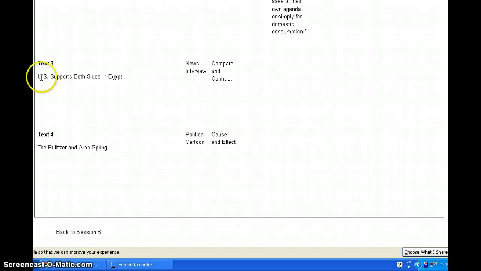And the last example was the video, U.S. supports both sides in Egypt. We know it was a news interview and compare and contrast. We have left the rest of the table open for you as we did with the digital image, the political cartoon of the Pulitzer and the Arab Spring. We've identified it's a political cartoon and its cause and effect.